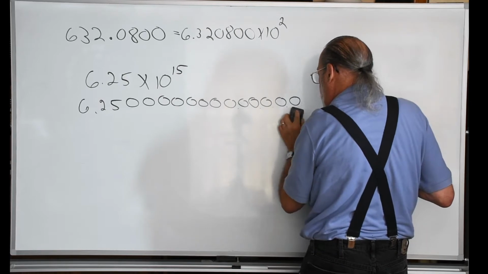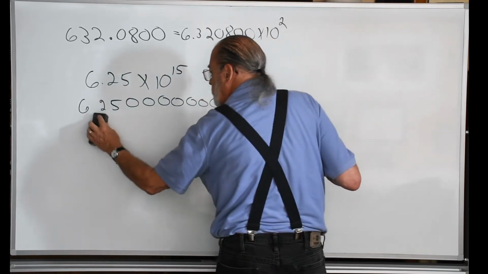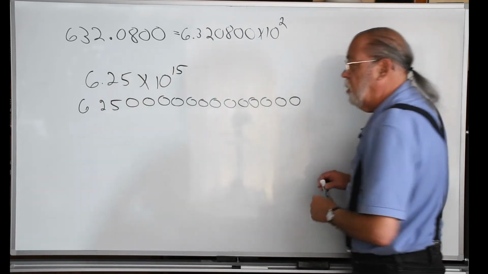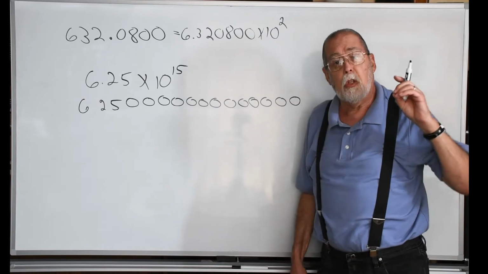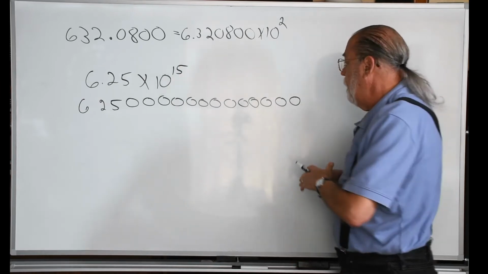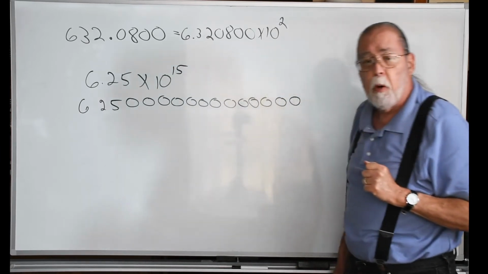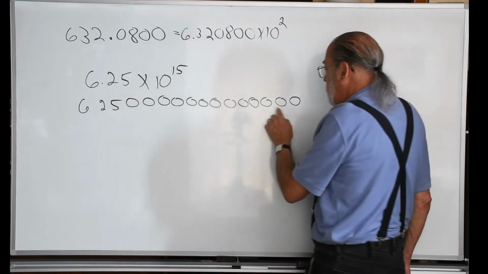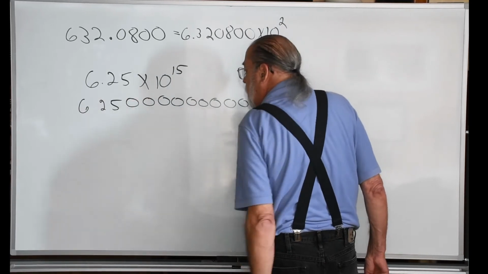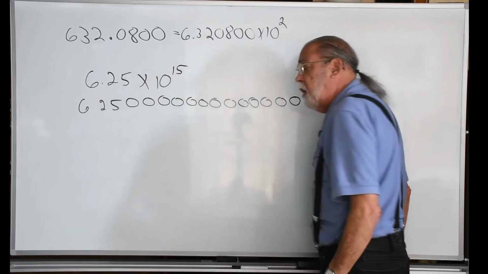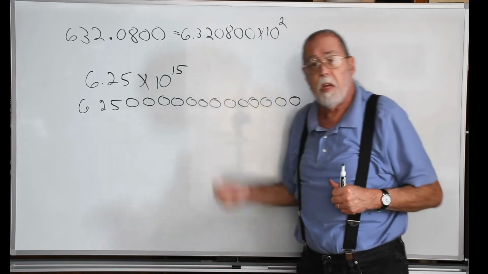And this very nicely demonstrates why we use scientific notation. I also want you to notice something. The number of zeros is not the exponent. There are 1, 2, 3, 4, 5, 6, 7, 8, 9, 10, 11, 12, 13 zeros here, but the exponent is 15. Don't try and make the number of zeros match up with the exponent.